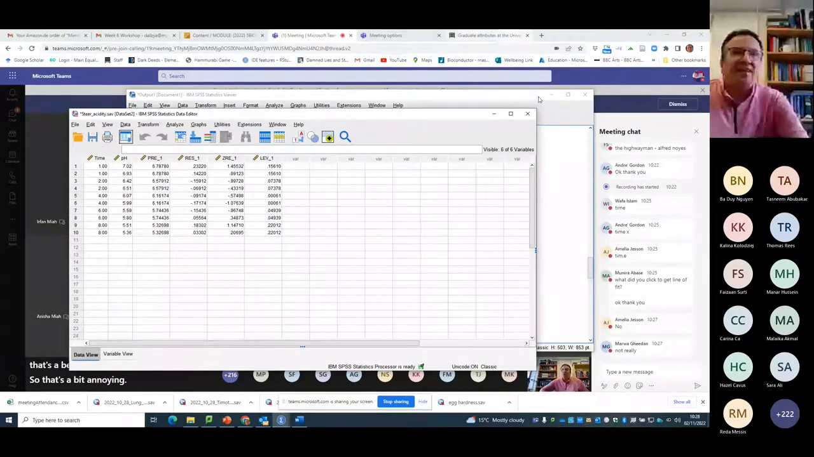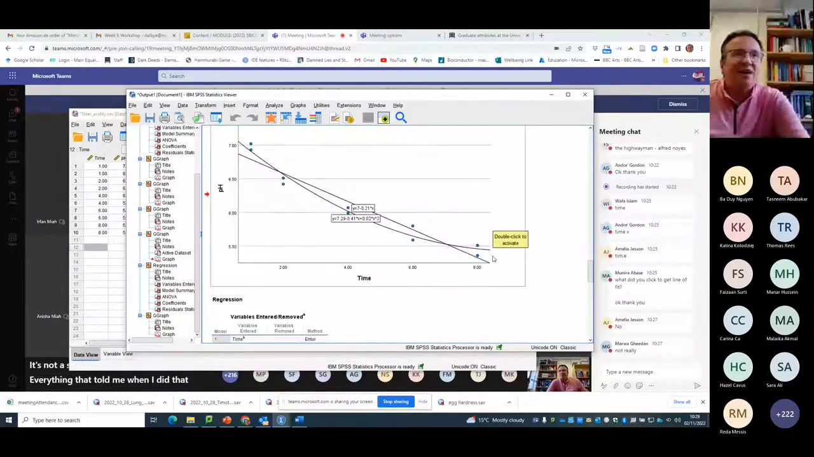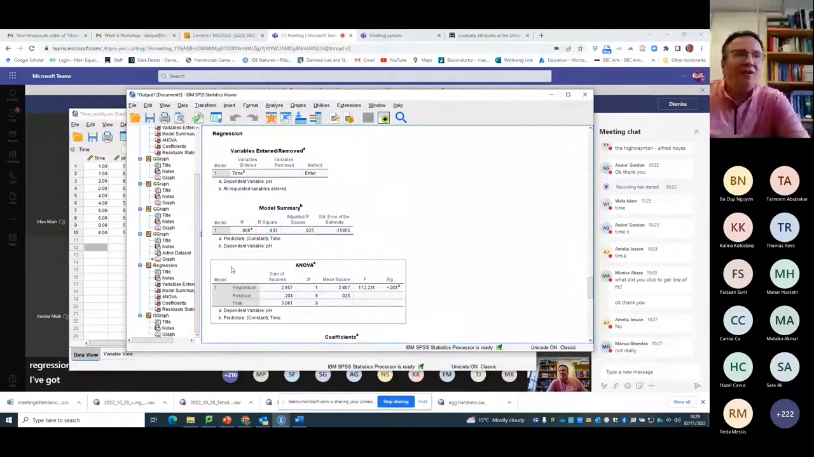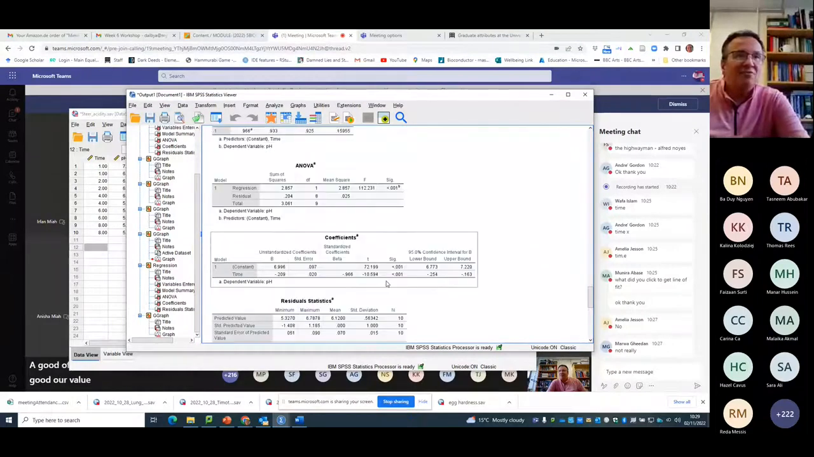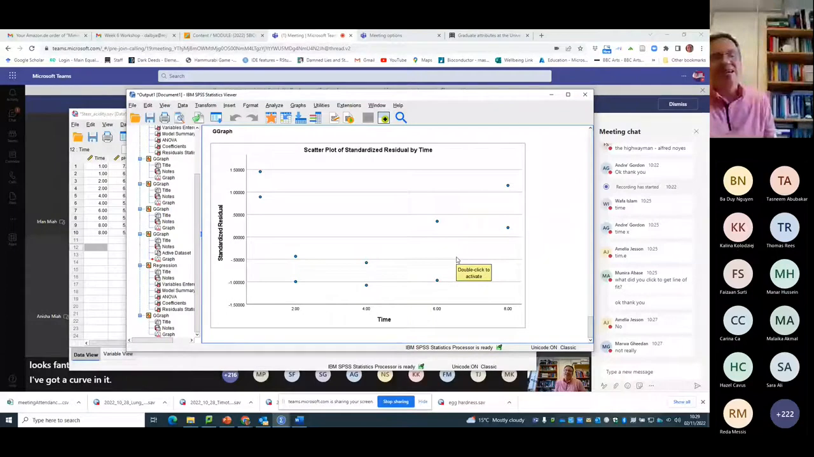It's not a straight line, but everything that told me when I did that regression that it was fine. I've got a good R² value and I've got a good R value. I've got a significance on the ANOVA. I've got significance on the t-tests for the constant and for the time. Everything looks fantastic. But when I go and plot the residuals, I've got a curve in it. So this is why it's important to use SPSS and to calculate the residuals, because you can have something that looks like it's a very good regression and is actually not.